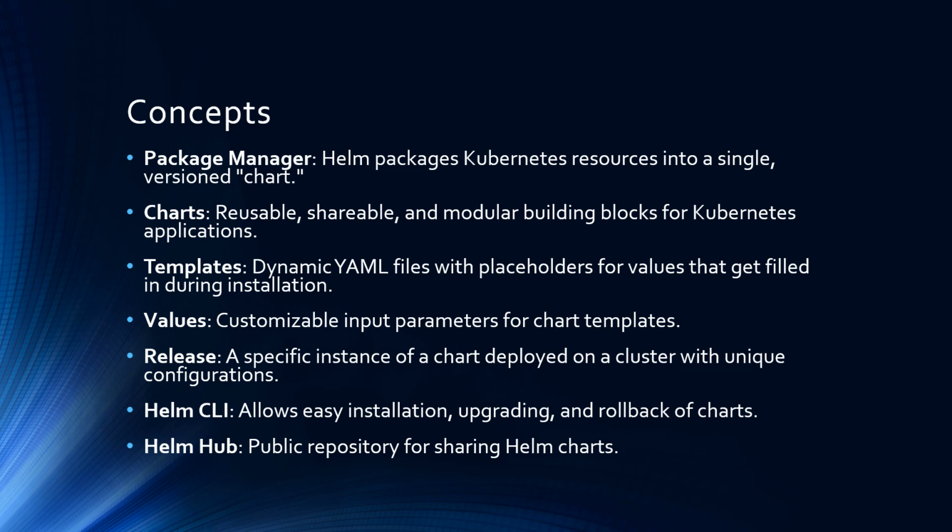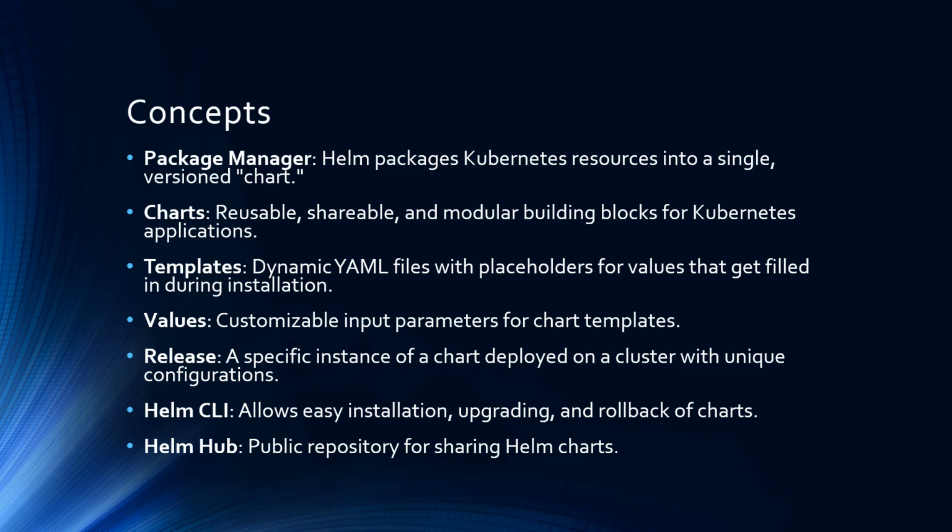A release in Helm represents a specific instance of a chart running in your Kubernetes cluster. Each release has its own configuration and can be individually managed, upgraded, rolled back, or deleted as needed. The Helm CLI is your primary interface for working with charts and releases. It provides commands for the entire lifecycle of a Helm release, from installation to deletion.